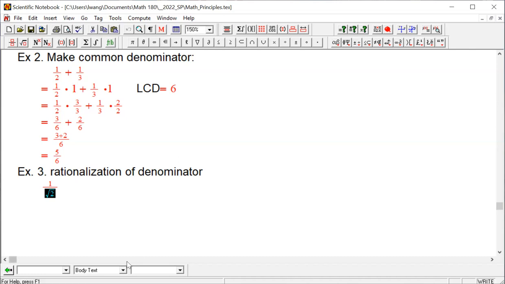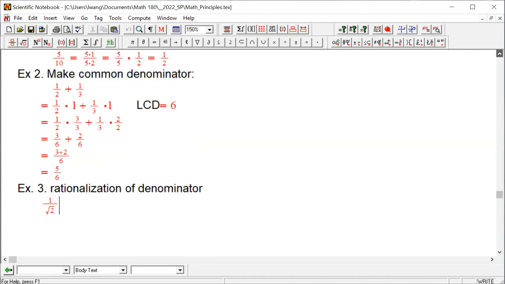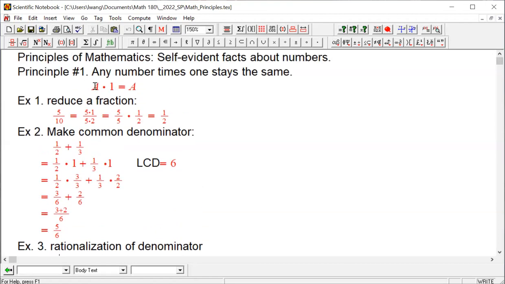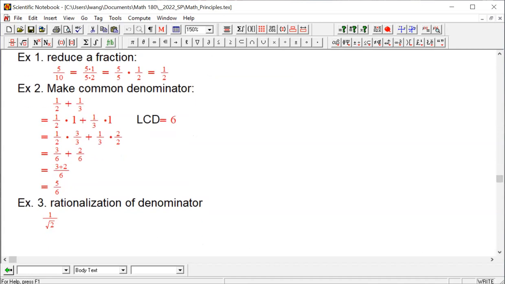In order to achieve that goal, we're going to use the property that any number times 1 stays the same. So we're going to use this property, and we're going to choose our 1 in such a way that we rationalize it. We're going to get rid of the radical. 1 over square root of 2.